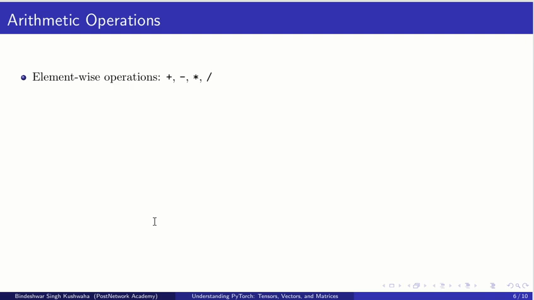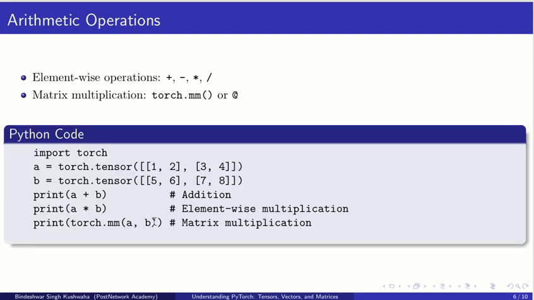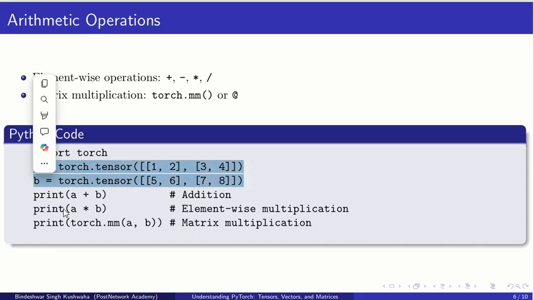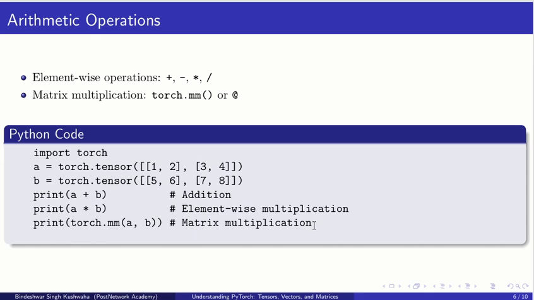There are also arithmetic operations. So here, if you have created two tensors A and B, there is addition, element wise multiplication, that means I will explain how it is being multiplied, and matrix multiplication. So element wise means, suppose you have two matrices here.